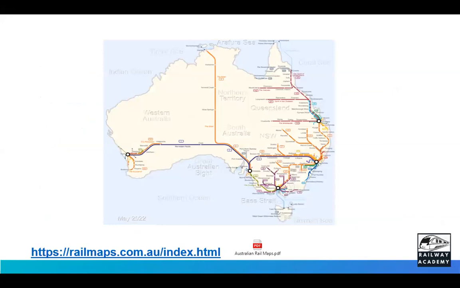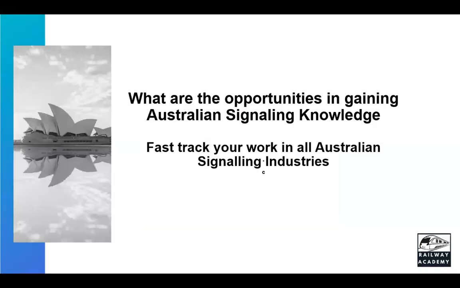And this is the map of Australia showing the complete railway states, including the railway track in all the states. At the bottom, I have given the link for the railway map. If you go to the link, it will give you all the states and what railways are available there.